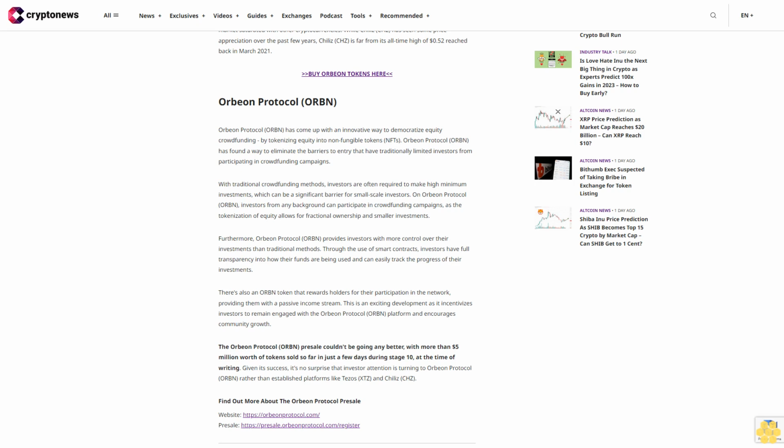Furthermore, Orbeon Protocol, Orbeon provides investors with more control over their investments than traditional methods. Through the use of smart contracts, investors have full transparency into how their funds are being used and can easily track the progress of their investments. There's also an Orbeon token that rewards holders for their participation in the network, providing them with a passive income stream. This is an exciting development as it incentivizes investors to remain engaged with the Orbeon Protocol, Orbeon platform, and encourages community growth.